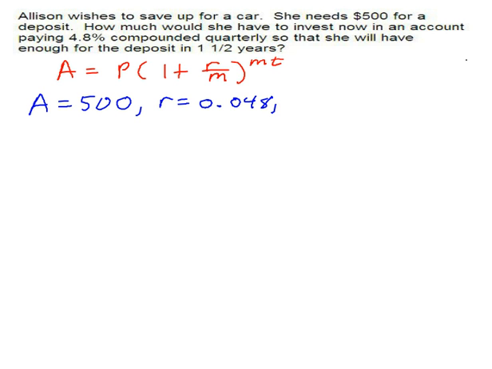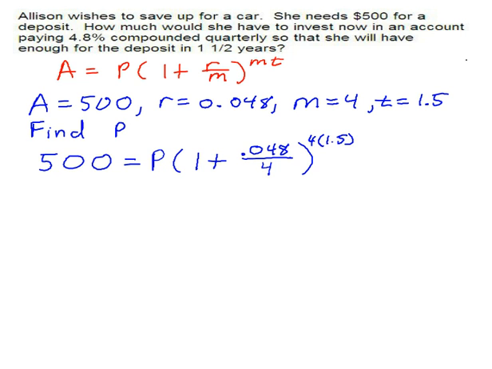Now, next it's saying that it's compounded quarterly, so it's compounded 4 times a year, so M is 4. And we want to know how much will she have to invest so she'll have enough for the deposit in 1.5 years. So in this case, T is 1.5. And remember, what we're trying to find in this case is P, the principal. So we plug in what we know. So plugging in what we know, we'd have 500 equals P times the quantity 1 plus 0.048 divided by 4 raised to the 4 times 1.5.